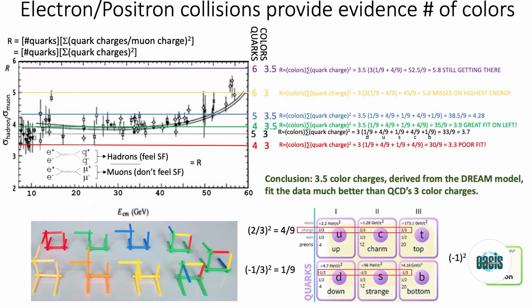So if we look at 6 quarks and 3 colors, the standard model, we would be way up here. We've already got points above it. Does not look very good for the standard model. If we look at the dream model with 3.5 colors, we're up here and it looks like the points are rising up to it. Now, we need more data. We need higher energy experiments to see if this plateaus or not.